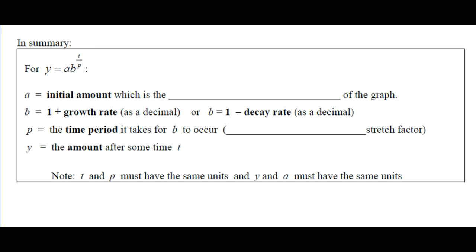In summary, a, the initial amount, which is the y-intercept of the graph. b is equal to 1 plus the growth rate as a decimal, or 1 minus the decay rate as a decimal. p is the time period it takes for b to occur, or the horizontal stretch factor. And y is the amount after some time t. t and p, same units.